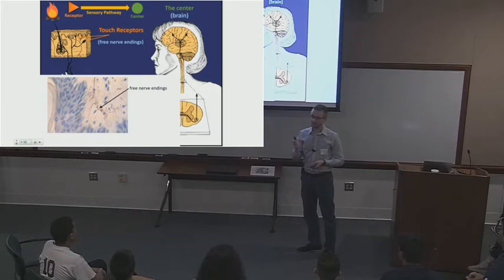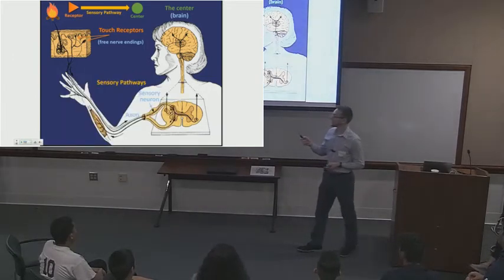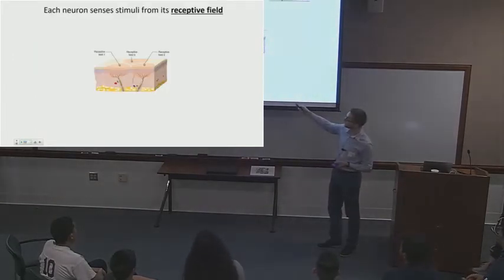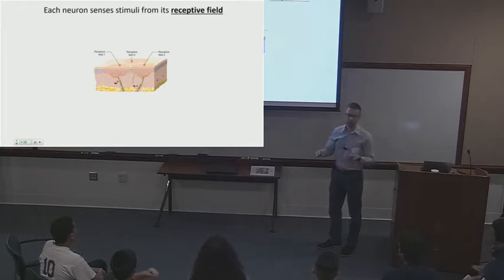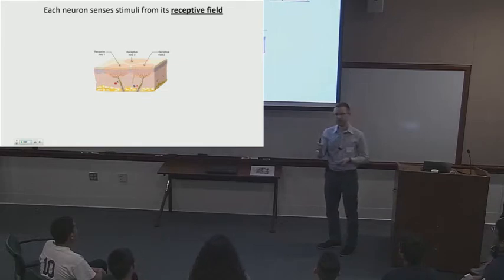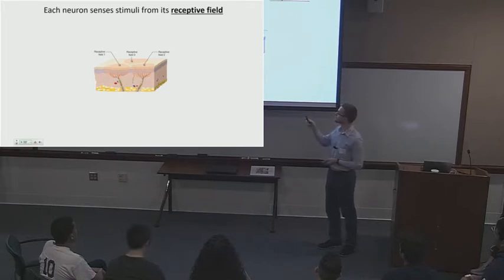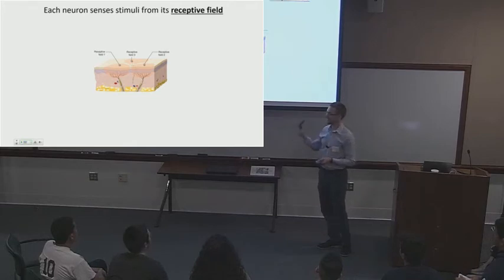But each neuron can sense only a little part of the skin, as shown here. Here you see 3 different sensory neurons in the skin, and they cover a little spot which is called the receptive field. The receptive field is the area on the skin that is sensed by one neuron. So we see 3 receptive fields here. This is the structure of how we sense warm and cold.